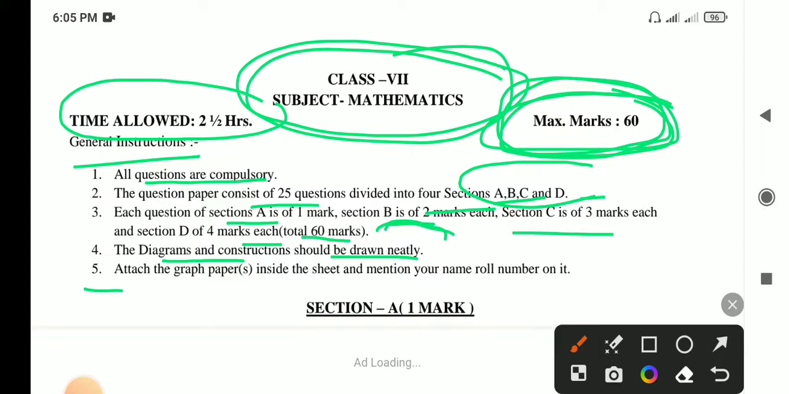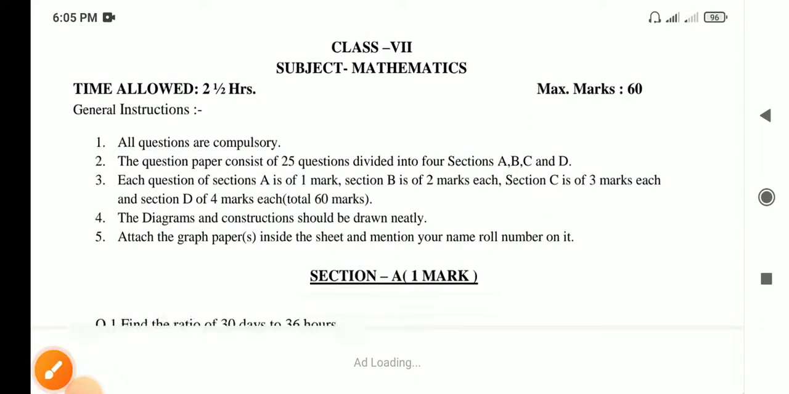In instruction 5, it is given, attach the graph papers inside the sheet and mention your name and roll number on it. Yes, on the graph paper or any additional sheet that you are going to attach with the answer sheet, on that extra sheet you have to write your name and roll number to make it clear that the sheet belongs to you and not anyone else. So I think now all the instructions are clear, and now we will start seeing the questions. And let's start with section A.